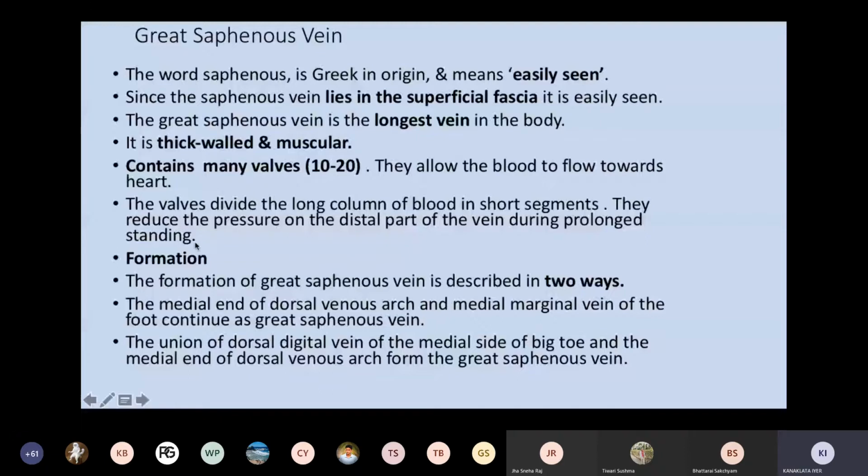Okay, now how does it begin? So the formation is near the ankle joint. You can describe it in two ways. One is there is a marginal vein that you will see just now. I will show you the medial marginal vein, and there is a dorsal venous arch. They join to form the great saphenous vein. Or there is a dorsal digital vein. The digital is between the toes. So the digital vein of the big toe or the great toe joins the medial end of dorsal venous arch. That is how great saphenous vein is formed.